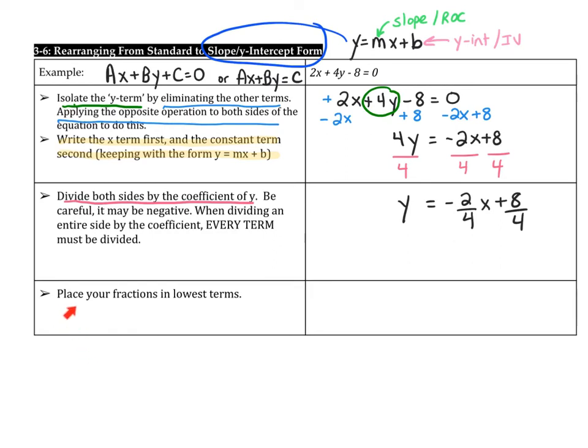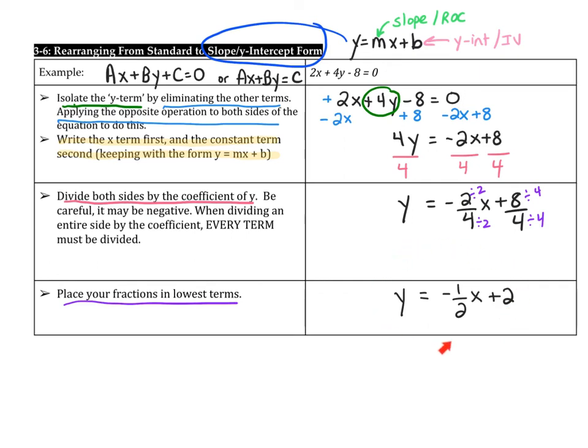And then the last step is to place your fractions into lowest terms. So to do that, you take a look at the first fraction. The first fraction you can divide top and bottom by 2. And in the second fraction you can divide top and bottom by 4. So that will give you y equals negative 1 over 2x plus 2. Now, leave that as 2, not 2 over 1, because 2 would be in lowest terms, not 2 over 1.